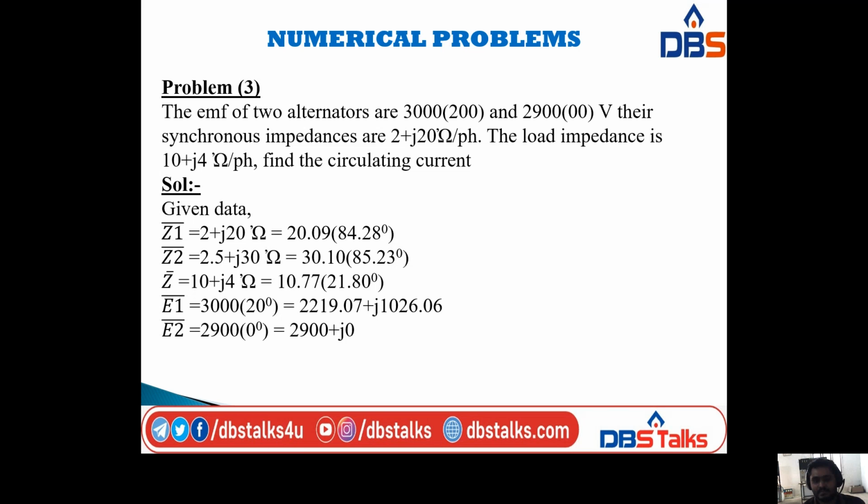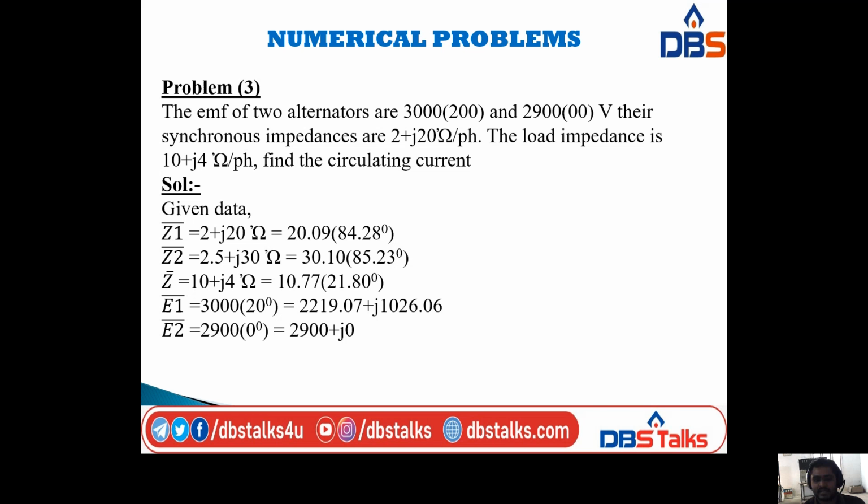circulating current. In the previous sections we derived the circulating current formula. Please use that formula here. First we have to note down the given data. From the given problem, the synchronous impedance Z1 is 2 plus J20 ohms.